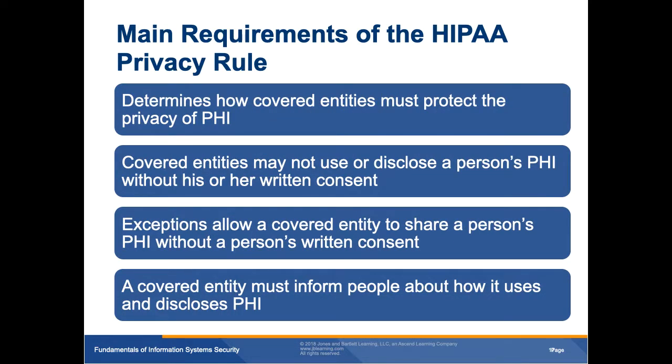The main requirements of HIPAA determine how covered entities must protect the privacy of PHI, and that they may not use or disclose a person's PHI without his or her written consent. Exceptions allow a covered entity to share a person's PHI without written consent in certain exemptions. A covered entity must also inform people about how it uses and discloses their PHI.